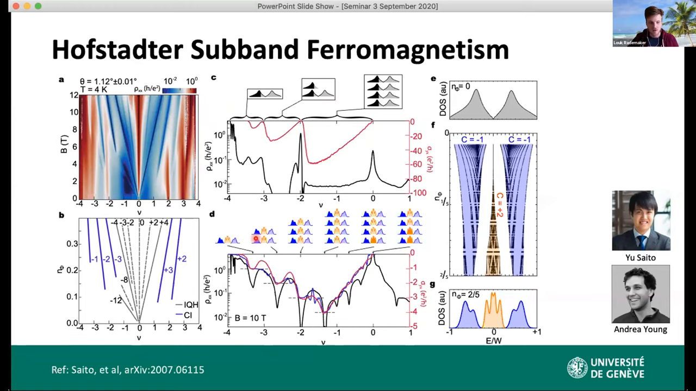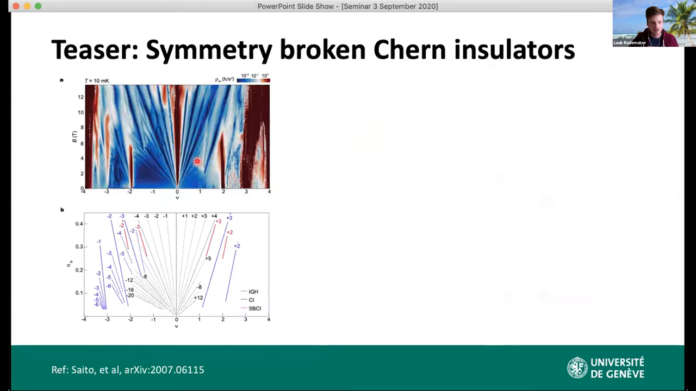So it's a beautiful physics. It's very easy to understand. So yeah, it's something I very much like. The interesting thing is these data are taken at 4 Kelvin, which is pretty high still. So if you even cool the system further, you get a much richer system. Here you can see, in addition to this -1, -2, -3, etc., Chern insulator states, you see a whole zoo of extra states.